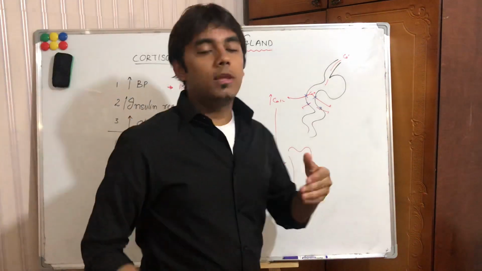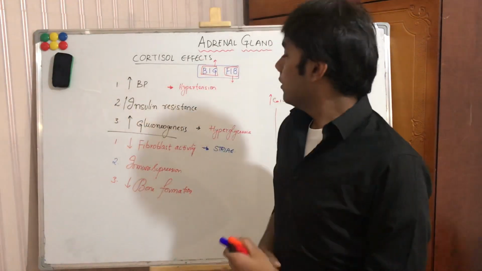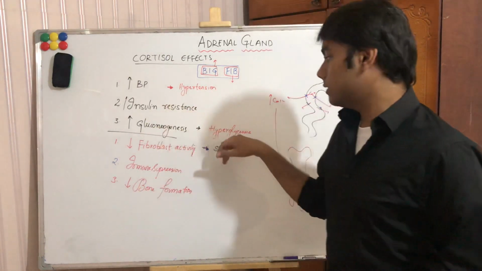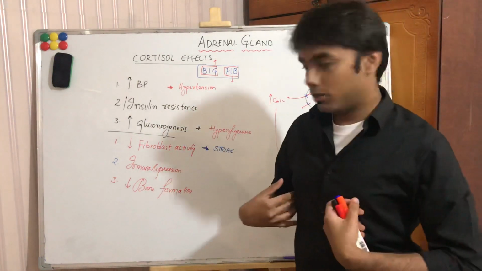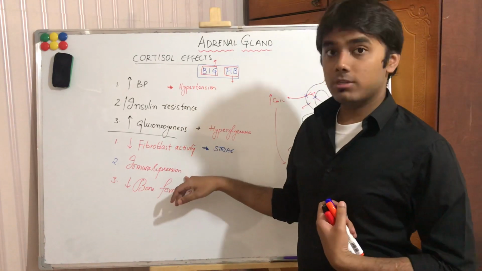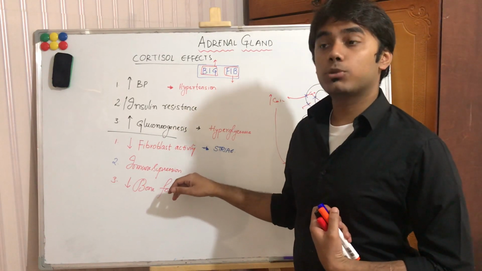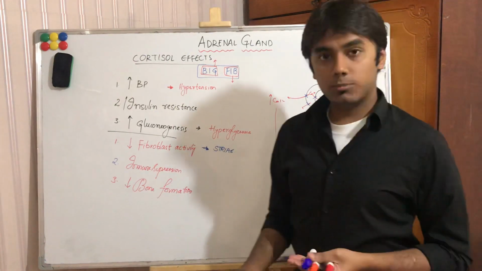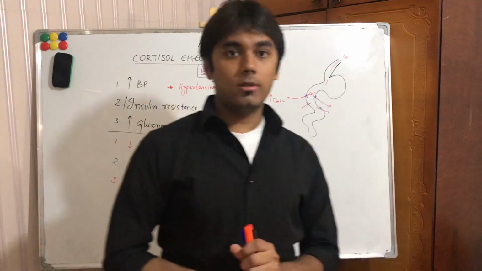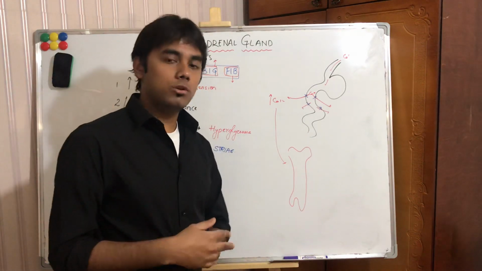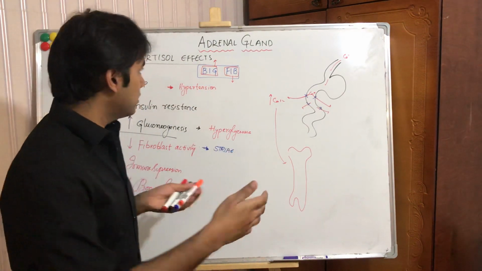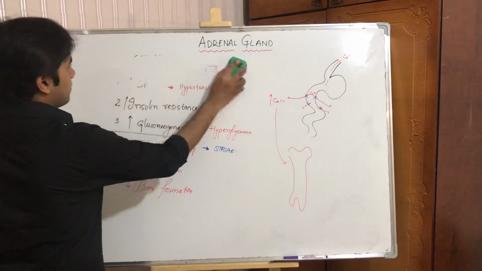So these are the effects of cortisol, right? Cortisol causes hypertension, insulin resistance, hyperglycemia, it forms strain on the body, it causes immune suppression, which results in exposure to many bacterial, viral as well as fungal diseases, and decreased bone formation leading to osteoporosis. So these are the effects of cortisol. Now we will discuss the difference between Cushing syndrome and Cushing disease.